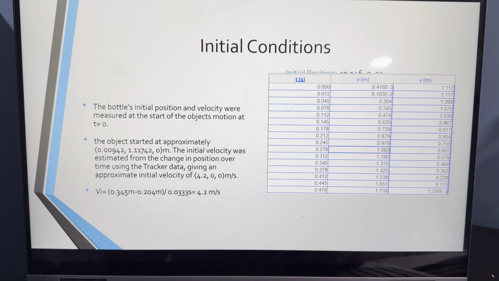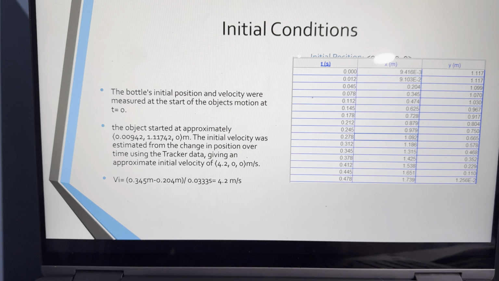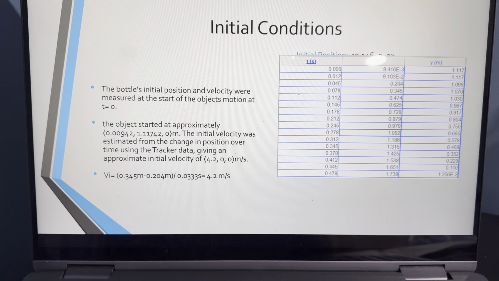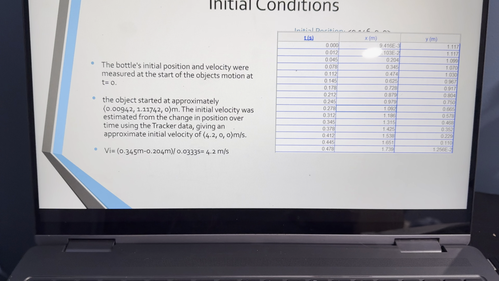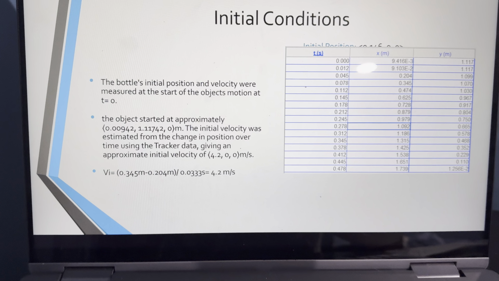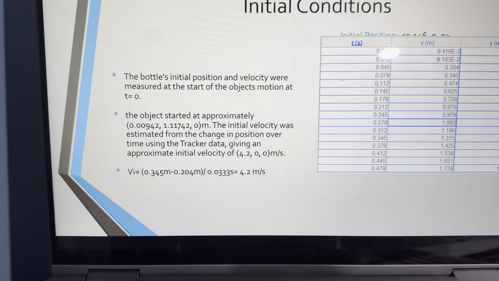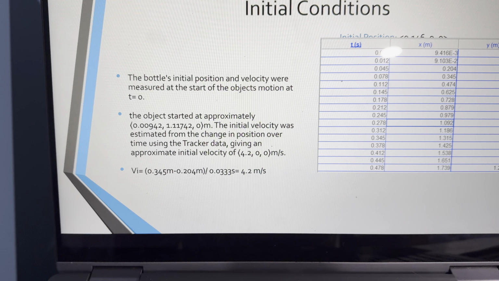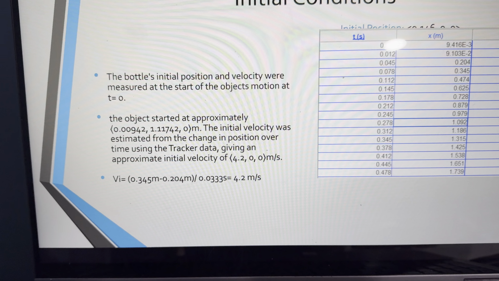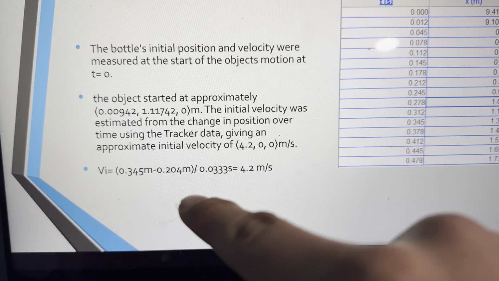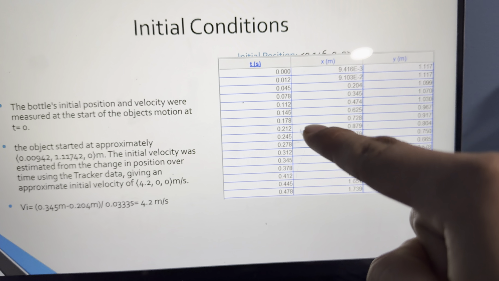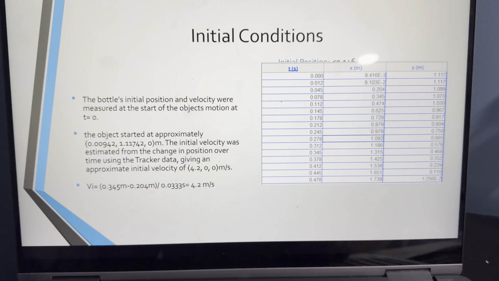Initial conditions. The ball's initial position and velocity were measured at the start of the object's motion at t equals 0. The object started at approximately that many meters, and the initial velocity was estimated from the change in position over the time using the tracker data, giving an approximate initial value of 4.2 meters per second. And here's how I did that from these two values over here.